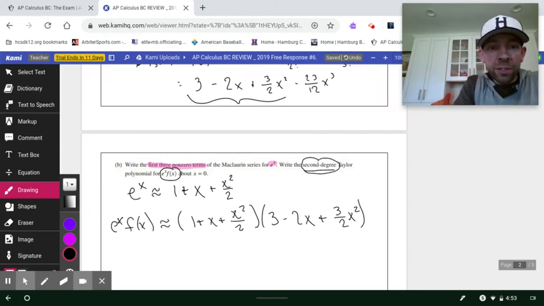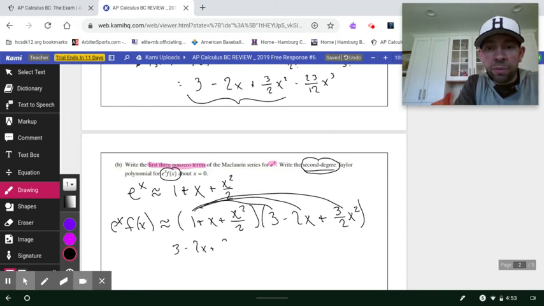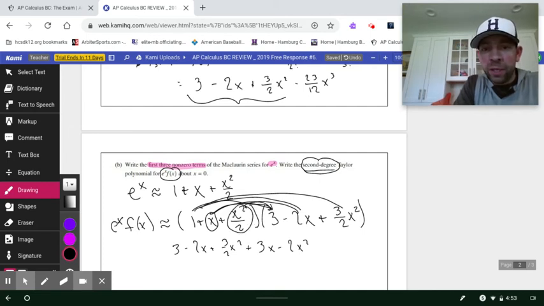And so as I start to distribute, let's say I distribute this 1 to these 3 terms over here. I'm going to get 3 minus 2x plus 3 halves x squared. Now this x here, I'm only going to distribute him to the first 2 terms because going to the third term would be unnecessary. The degree would become too high. And then last but not least, take x squared over 2, distribute it to the first term only so that you don't waste any time.